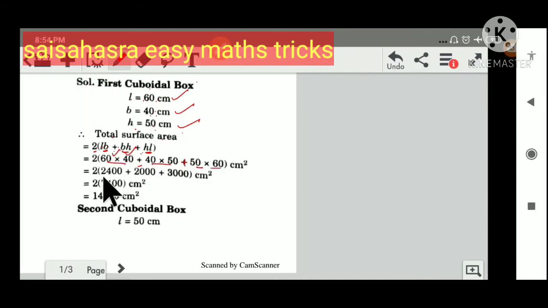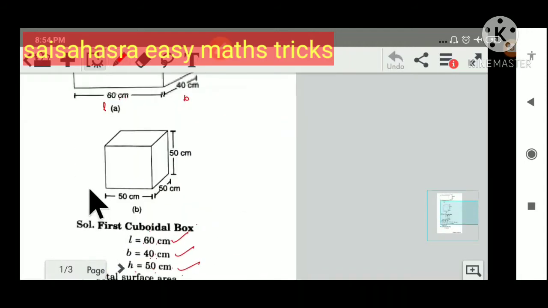60 into 40 will give 2400, 40 into 50 will give 2000, plus 50 into 60 will give 3000. After adding all these, 2400 plus 2000, 4400 plus 3000, that will give 7400. So 2 times 7400, if you multiply 7400 with 2, you are going to get 14,800 centimeter square. Since it is area and all the units are in centimeter, the area will be centimeter square.